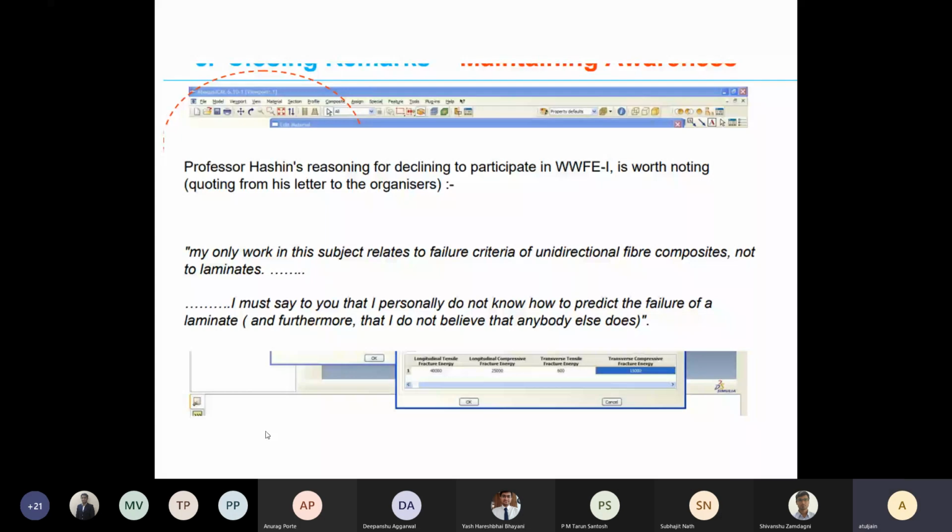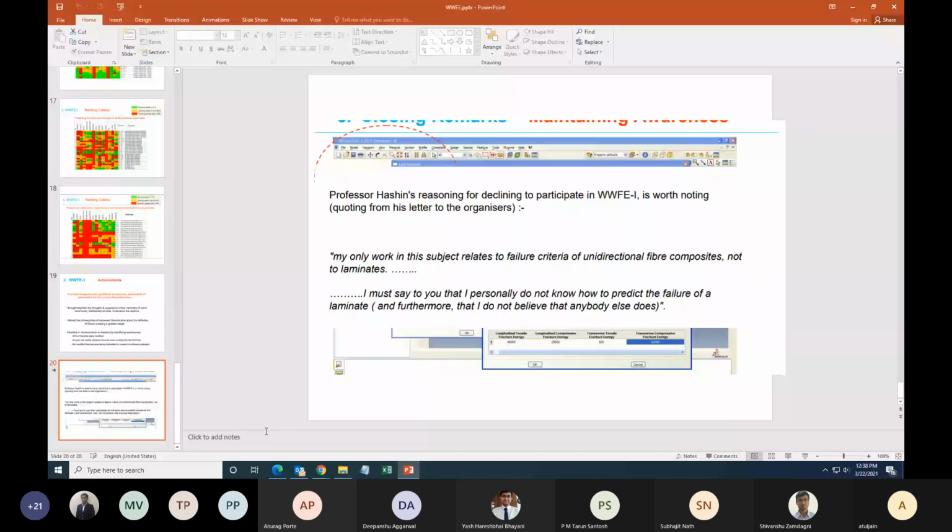Okay, so with this, I will end the very small discussion on the worldwide failure exercise. Any questions on this? This is remarkable, no? This reply by Professor Hashin and the fact that it has been implemented in the software. Does this not surprise you?